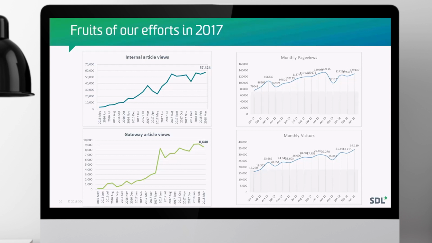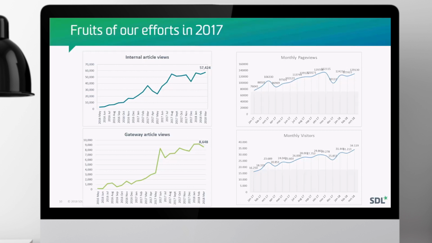Same below that, you see the article views in Gateway, almost 10,000 a month, also increasing all the time, and we expect that trend to go up as well. What is being written by us in Gateway is really being looked at. This is where our customers are, and this is also where our colleagues are.